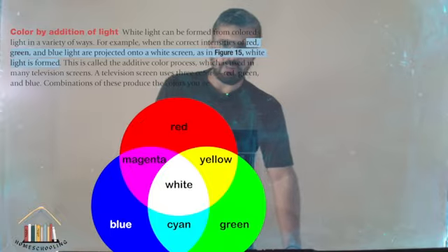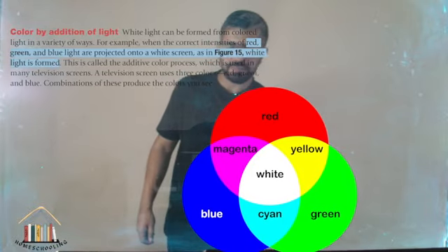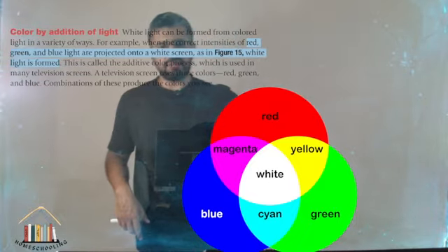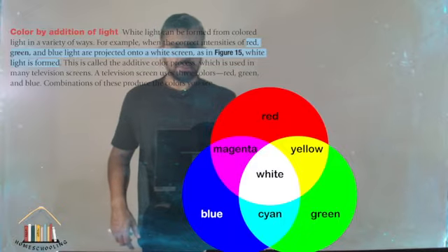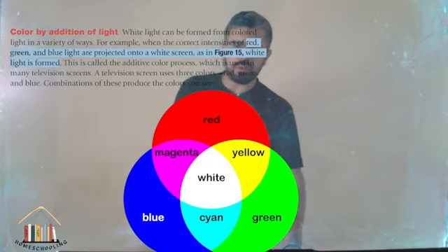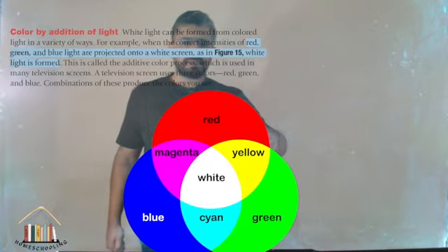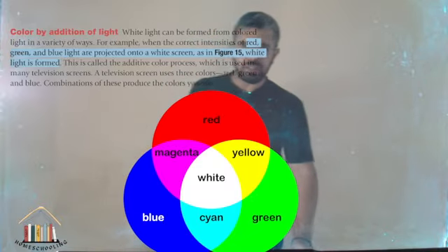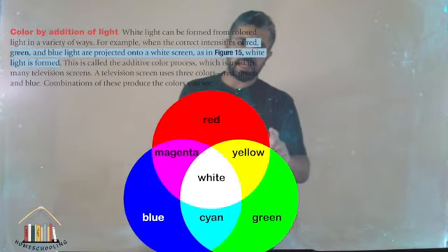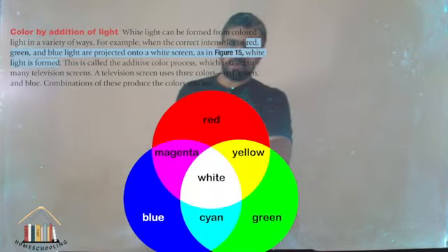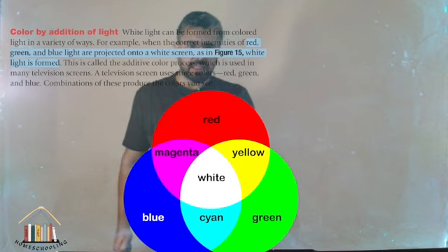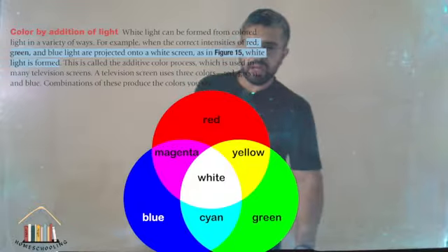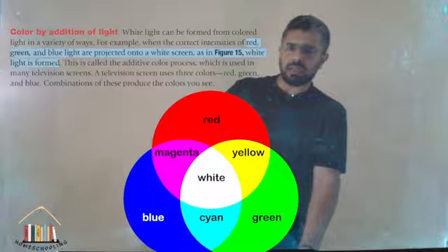Colors by adding of light. So here we are discussing the second section. Imagine we have three rays of colors: the red, the blue and the green, which are called the principal colors, the primary light colors. So what if we combine the red and the green together? We get the yellow, of course. The blue and the red, we get the magenta color. The blue and the green, we get the cyan color, and all of them combined together, we get the white color in the middle.